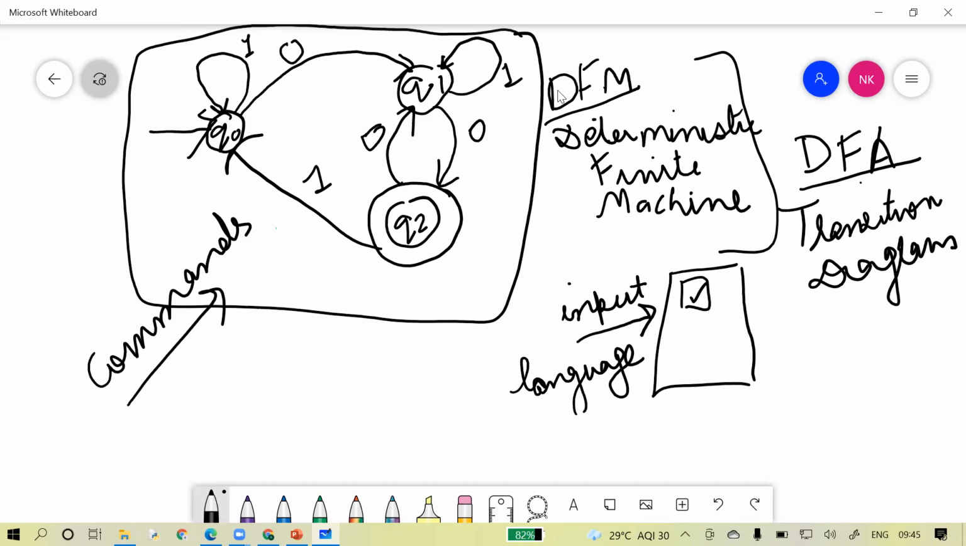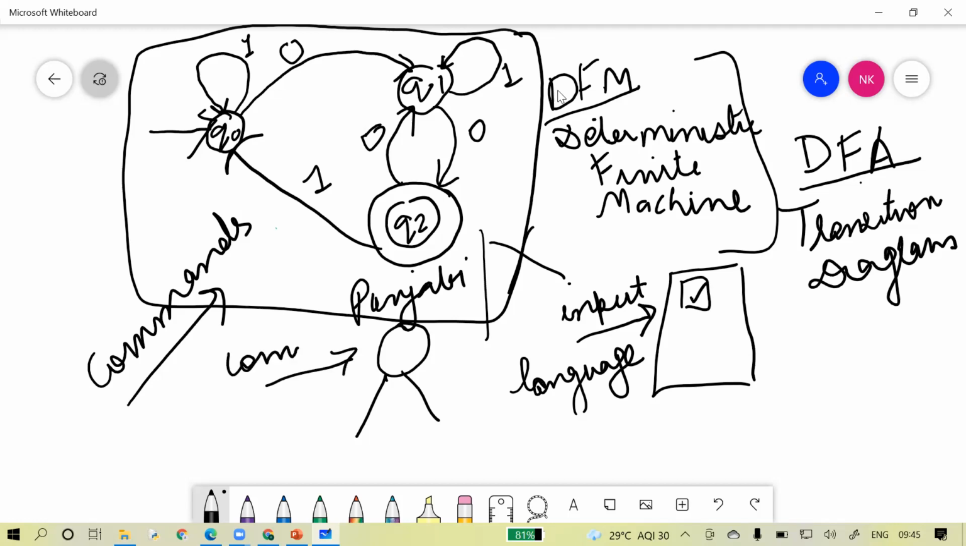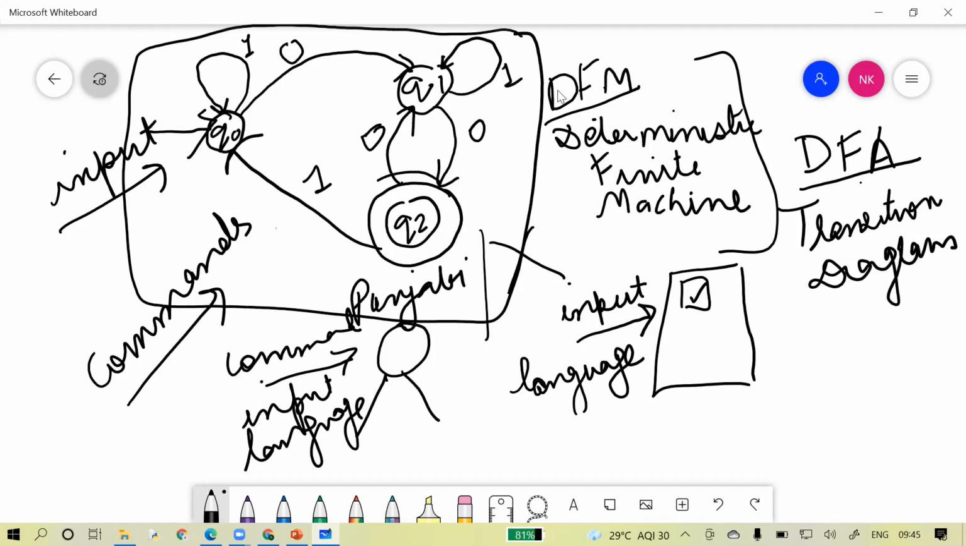For example, suppose there is a student in your class who understands Punjabi. How can I give commands or input to that student? That student doesn't understand any other language, only Punjabi. So my commands, my input to that student, should always be in Punjabi, because that language is understandable. Similarly, whenever I give the machine an input, if it understands that input, it actually helps you reach the final state.